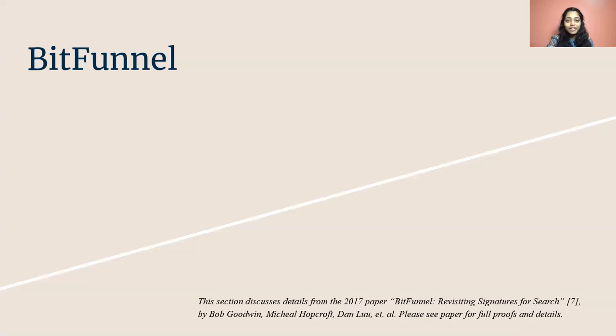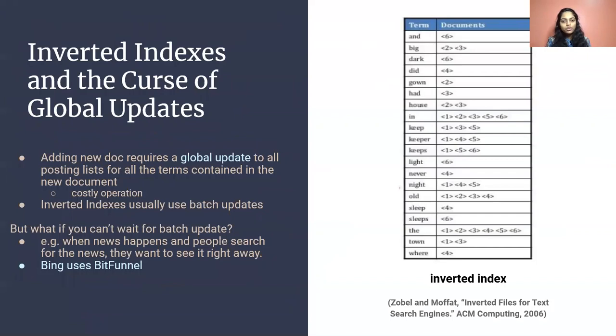Finally, I'm going to talk about BitFunnel, an alternative to inverted indexes. Adding a new document to an inverted index is a costly global operation that requires updating the postings list for each term of the document. That's why inverted indexes usually use batch updates. However, sometimes you want to search on documents that haven't been batch updated. For example, people want to see news updates immediately when they get posted.